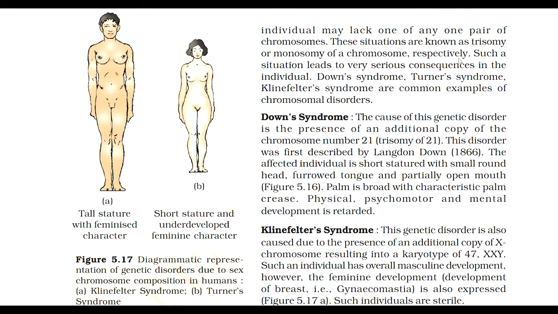Down syndrome, Turner syndrome, Klinefelter syndrome are common examples of chromosomal disorders. Down syndrome: the cause of this genetic disorder is the presence of an additional copy of chromosome number 21, which is trisomy of 21. This disorder was first described by Langdon Down, 1866.